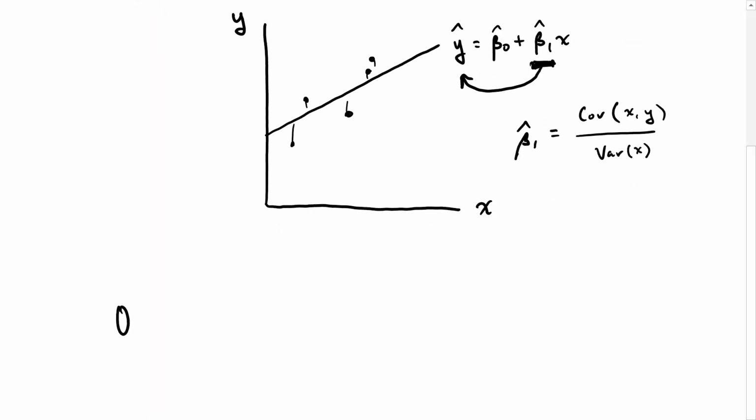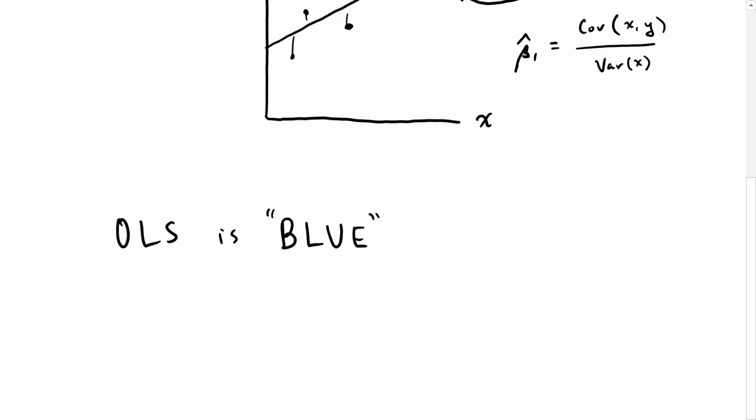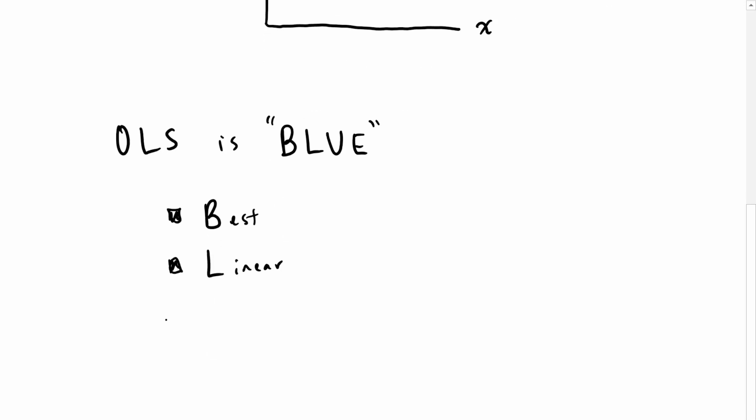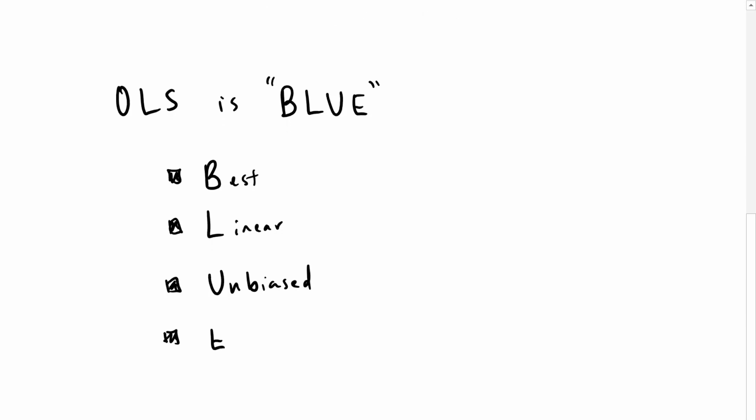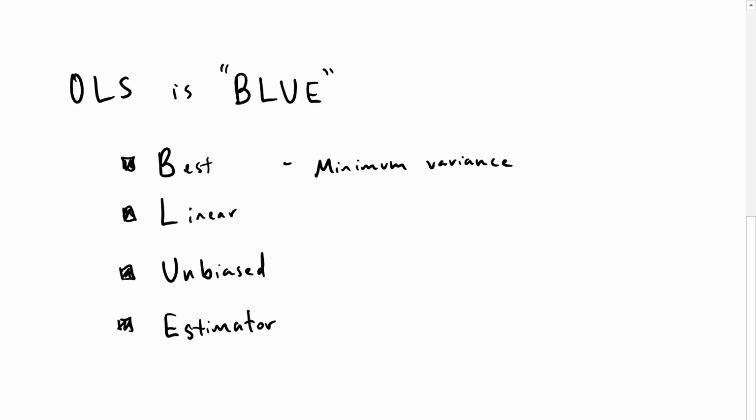But OLS is nice because OLS is what we call BLUE, which stands for Best Linear Unbiased Estimator. Each of these has an actual meaning behind it. Best stands for minimum variance. So it's an estimator that's not going to have a huge variance, but a small one. We'll talk about that in a second.